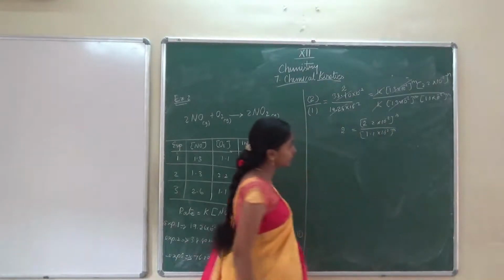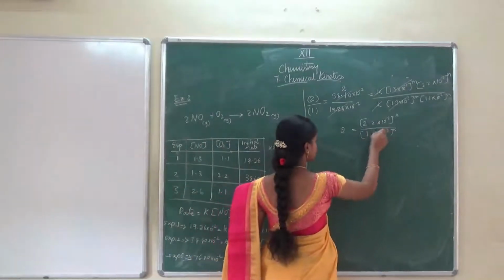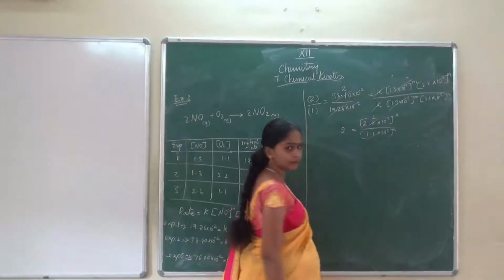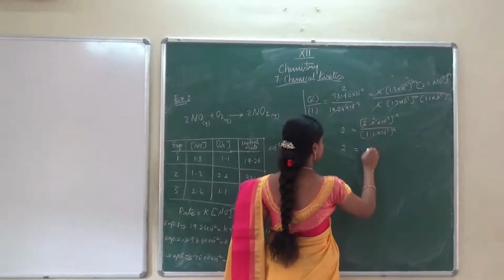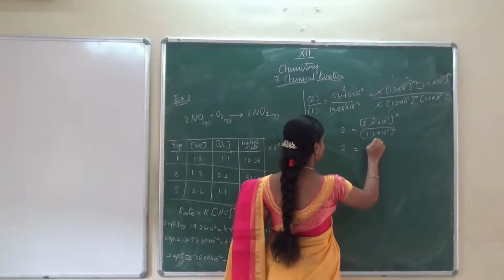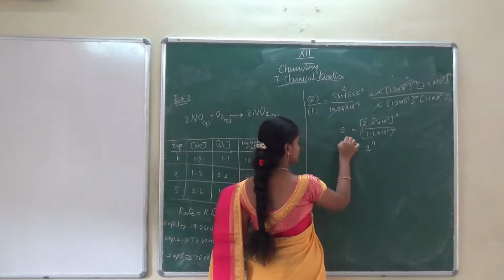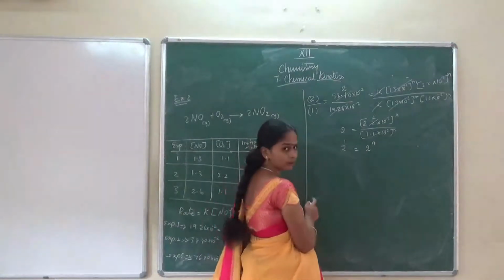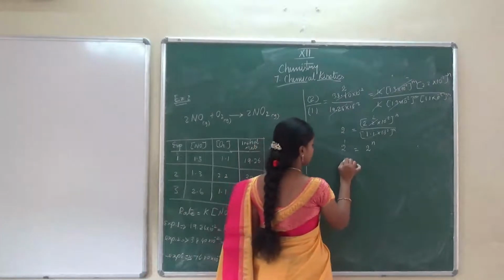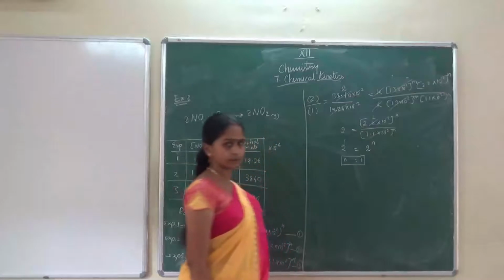If you notice here, both are N only. When you simplify, you get 2 times, isn't it? So 2 is equal to 2^N. The base is the same, 2 and 2, so the value on the left is understood as 2^1. So N is equal to 1.